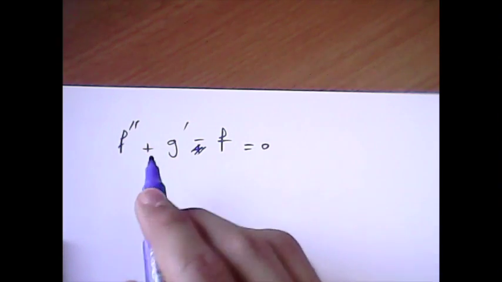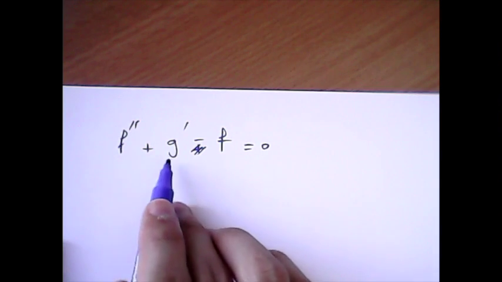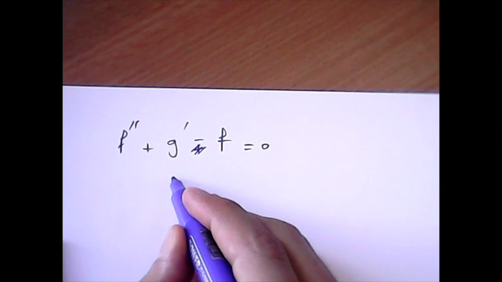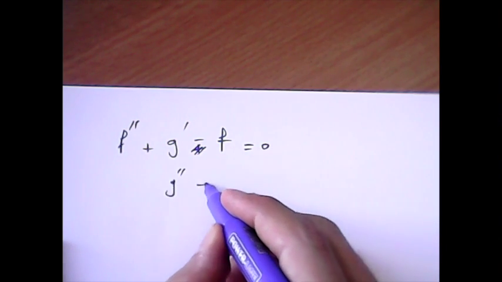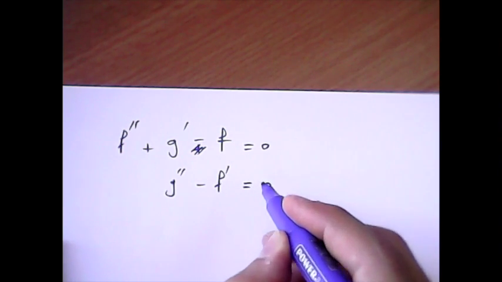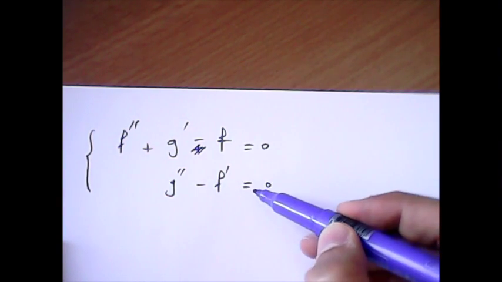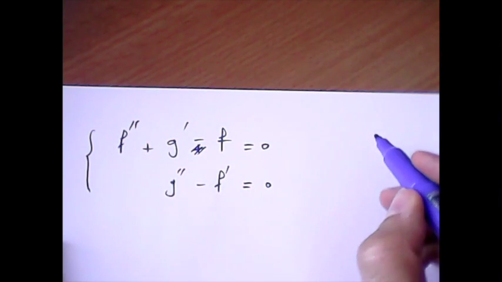Essentially there are two unknowns, two functions we're looking for, but this is only one equation. We need another equation. And there it is. That's the second differential equation: the second derivative of g minus the first derivative of f equals 0. You see, this is a system. There are two differential equations and two unknowns, g and f. We're going to solve for them.